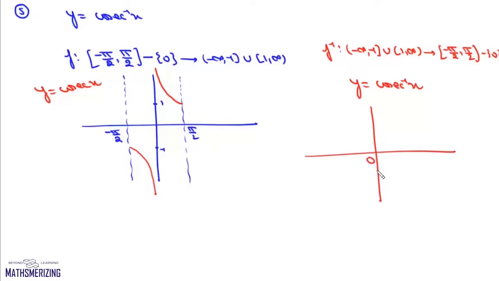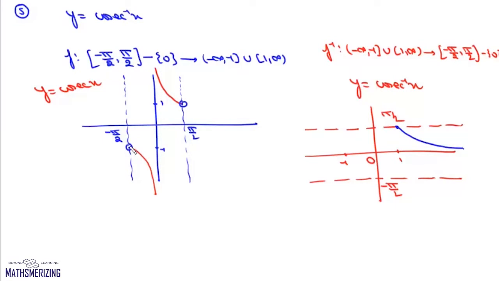So this is 0. We'll have asymptotes at pi by 2 and minus pi by 2. And then we'll also mark minus 1 and plus 1. Now this point is pi by 2 comma 1. Here it'll be 1 comma pi by 2. So at 1, value is pi by 2. Now this is when x is 0, y is infinite. So at infinite, this value will be 0. So we'll join this.